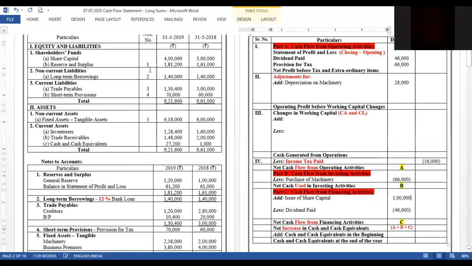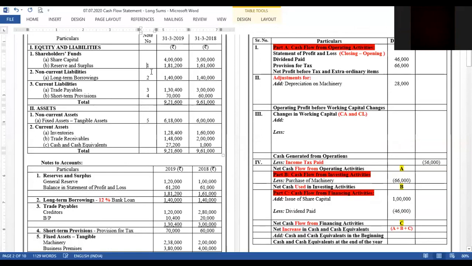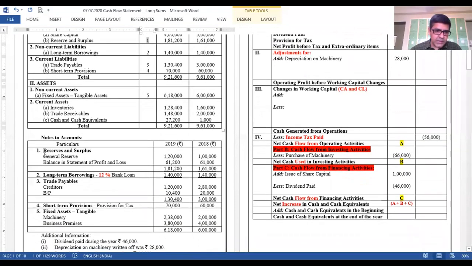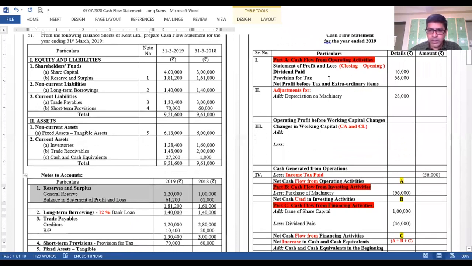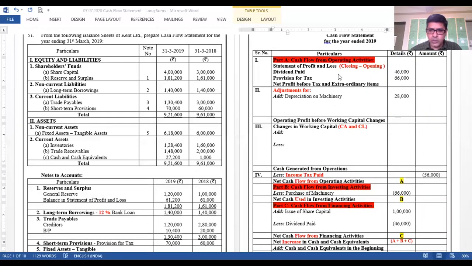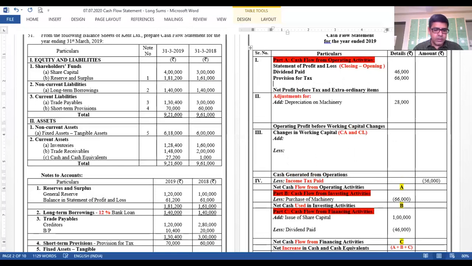Next is reserves and surplus. Note number 1 can be seen. Let us go to note number 1. We can see that it is reserves and surplus and statement of P&L. Both the balances are there. Reserves and surplus, it was 1 lakh and now it is 1 lakh 20. Reserves have increased, so it has to be added. Where? The debt wala part. Okay, so let us go to the debt part and right over there, reserves created.